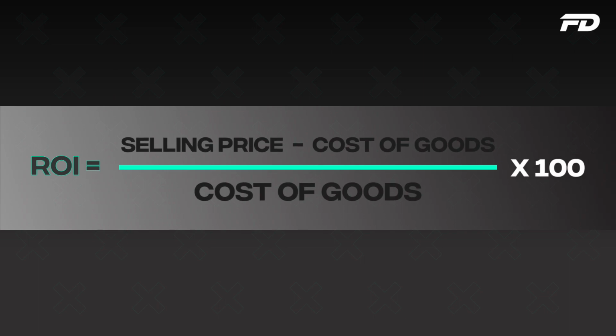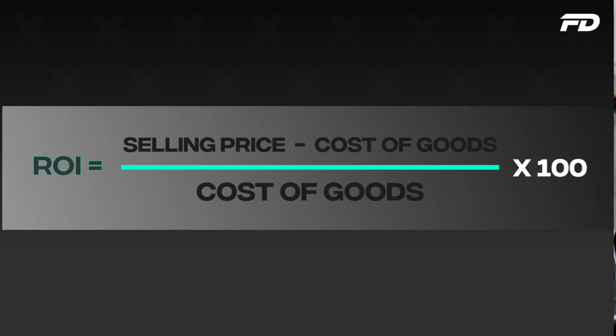The way that we determine this metric is by taking your selling price of the item, subtracting the cost of goods sold, aka the investment, and then dividing that amount by your cost of goods sold again, and then multiplying that by 100. Number 6 is your return rate.